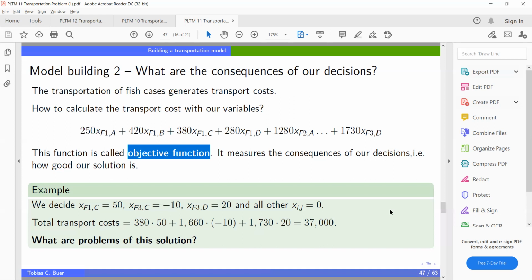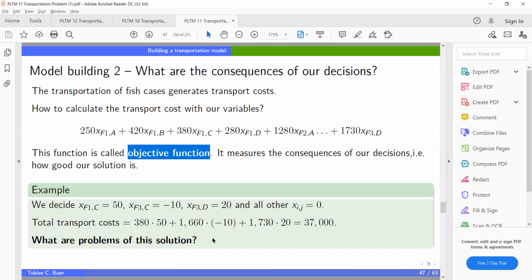So let's say we have these decisions: from F1 to C, we transport 50 cases. From F3 to C, we transport minus 10 cases. From F3 to D, we transport 20 cases. And all the other relations are 0. Then we can calculate the transport costs in the following way, and we get to a total cost of 37 beta. Now, what is the problem with this solution?